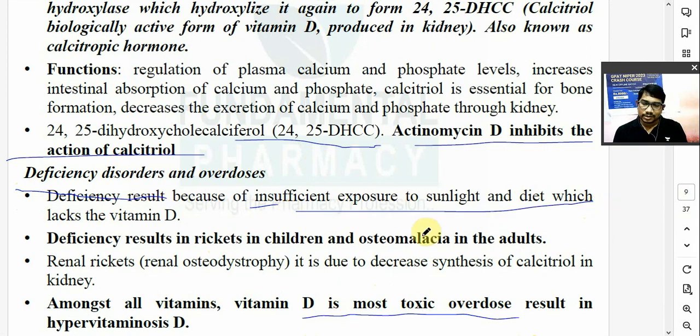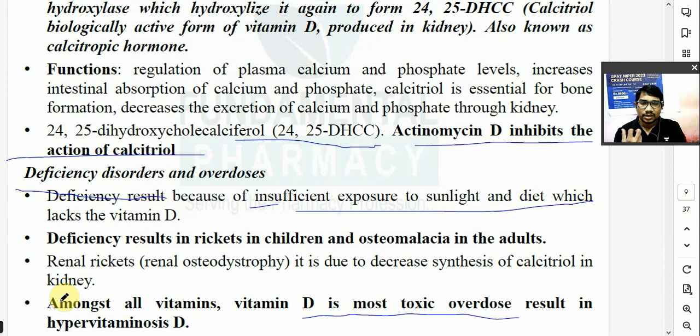A question has already come on this in GPAT 2018. Deficiency of vitamin D in children results in rickets, and vitamin D deficiency in adults results in osteomalacia.